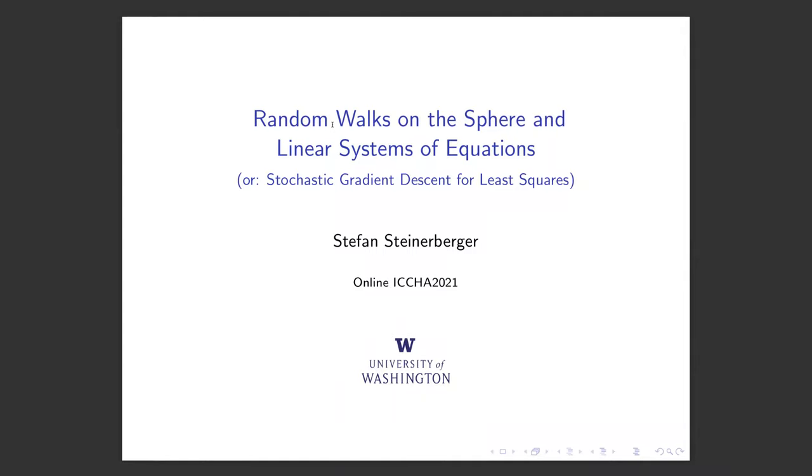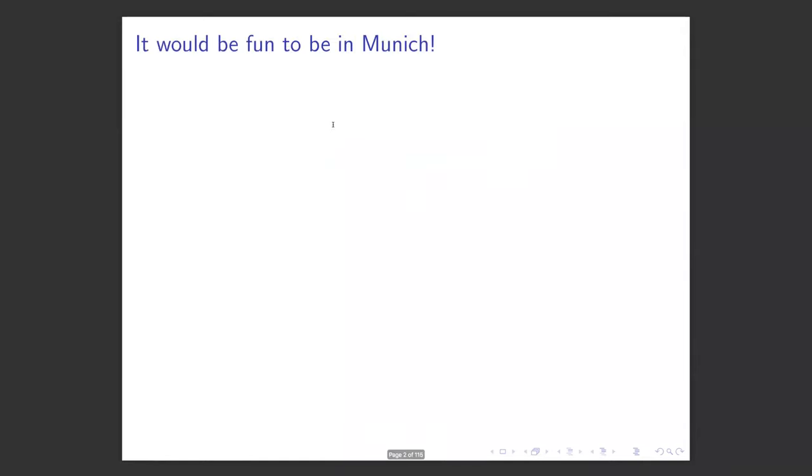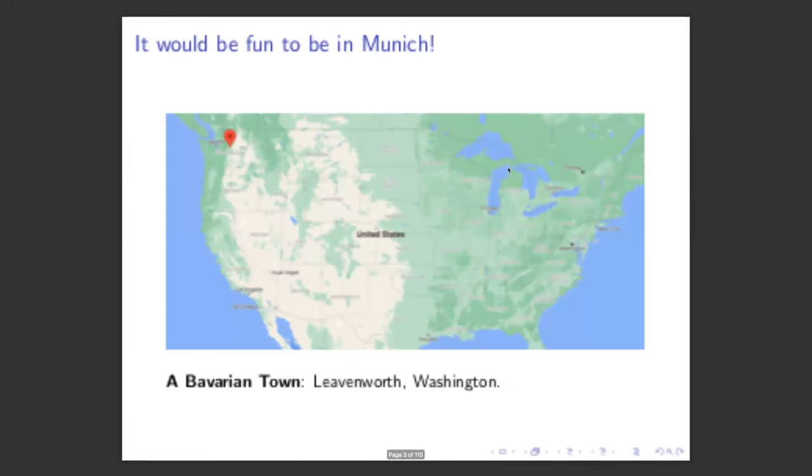Now, of course, it would be very, very nice to be in Munich. I like Munich a lot. I have an aunt who lives in Munich. I like the Weißwurst. But if you're like me, 9 hours away, many thousands of miles, and you long for Munich, it turns out there is a way out. And that way out is Leavenworth, Washington.